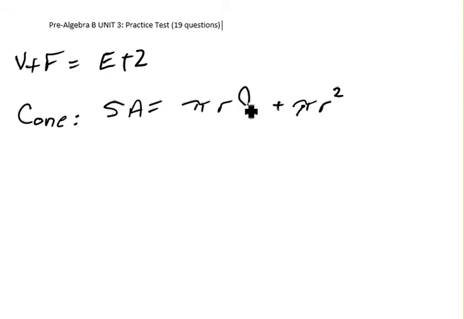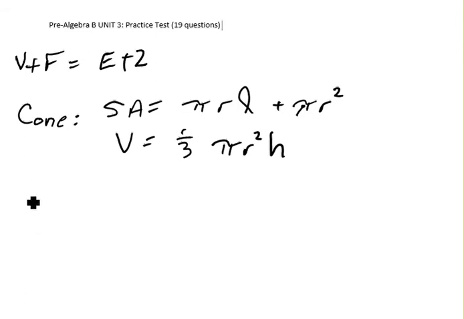And then we have volume of a cone. Volume of a cone, here it's going to be 1/3. If you're filling that cone up, it's going to be 1/3 pi r squared times the height of the cone. So 1/3 pi r squared times the height. That's the volume. So that's what you need to know about cones.